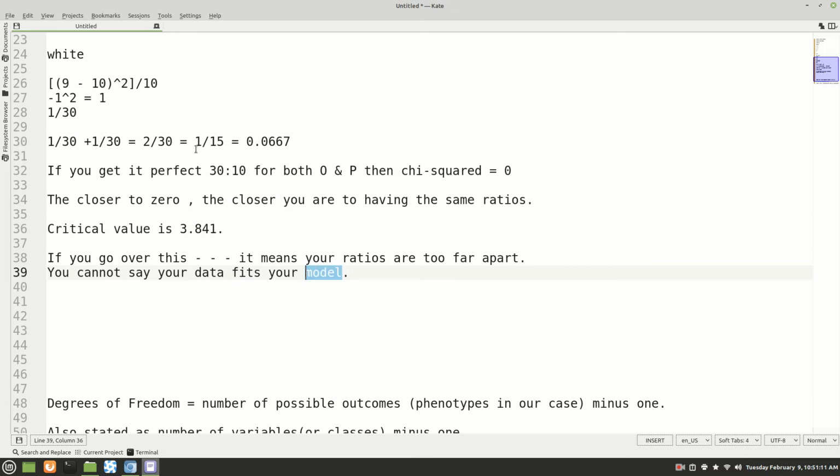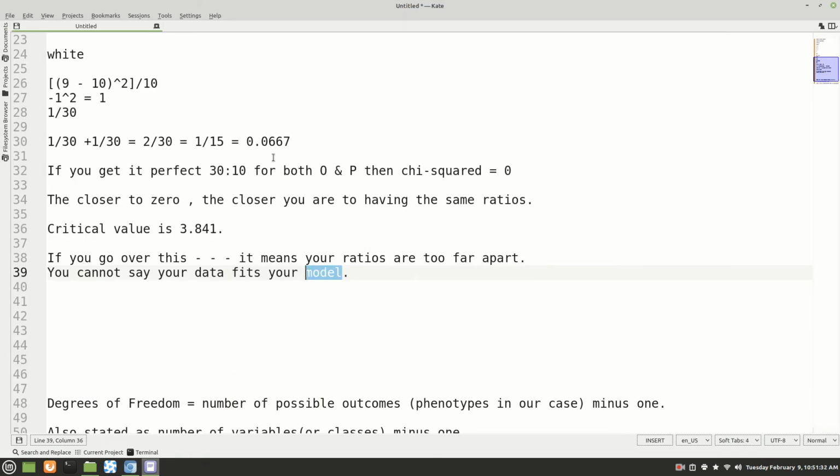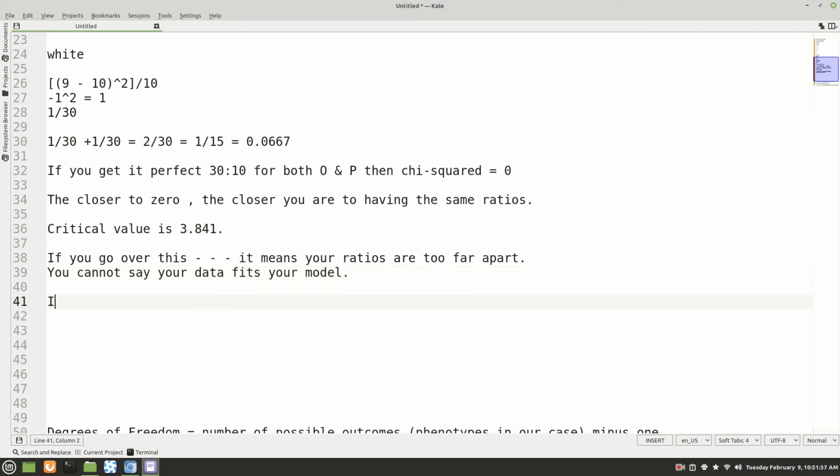So if when we did this we got a number above 3.841, well, at 5%, all right, at 5% being wrong, we're willing to be wrong 5 out of 100 times. And with two variables right here, the number we want is 3.841. And since we are below that here, we're actually okay with it. So in the above example, we are below 3.841.